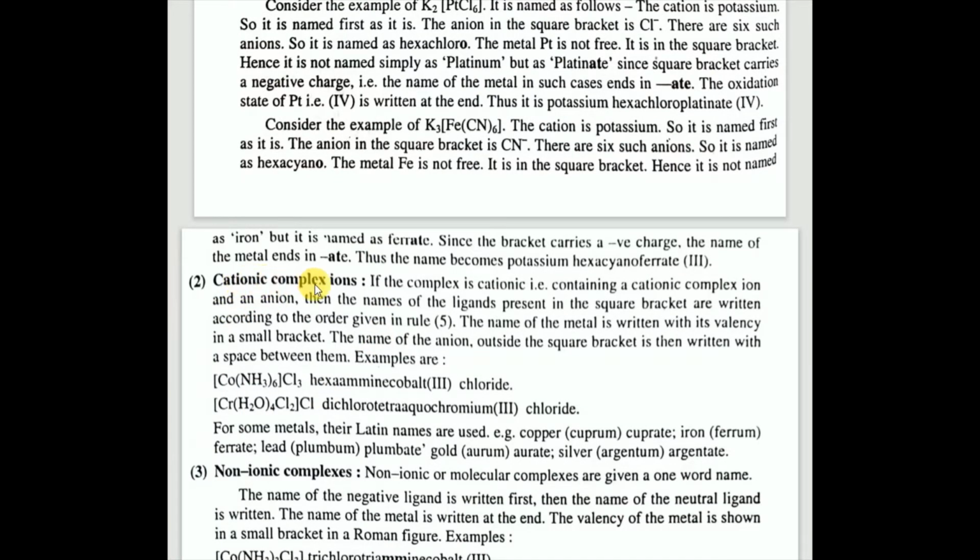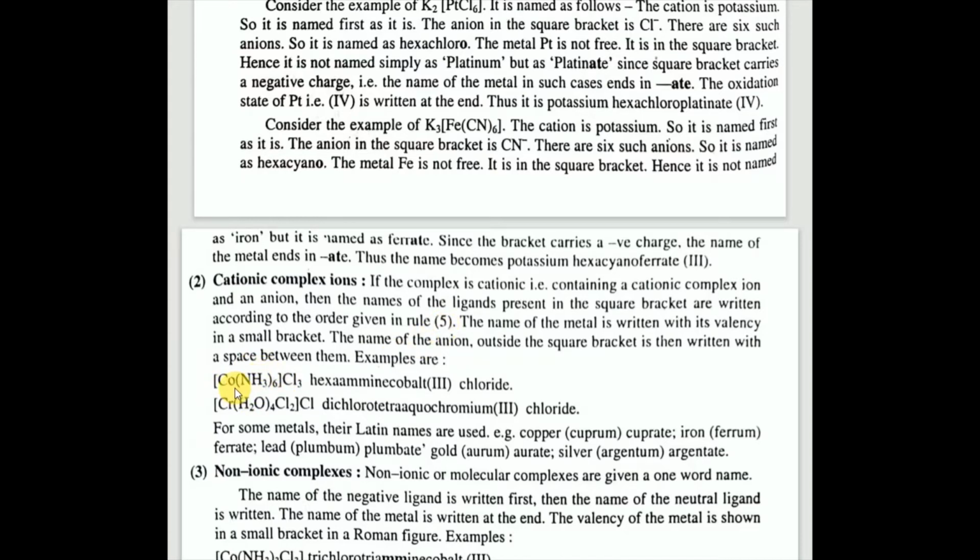So this is for cationic complexes. When the complex is cationic, we write the IUPAC name of this cationic complex with the help of this second rule. This rule says that when the complex is cationic, containing a cationic complex and an anion, the names of the ligands present in the square bracket are written according to the order given in rule 5. If there are 2 or 3 types of ligands, first write the names of neutral ligands, then negative ligands, and finally positive ligands. So follow rule number 5 for naming the ligands.